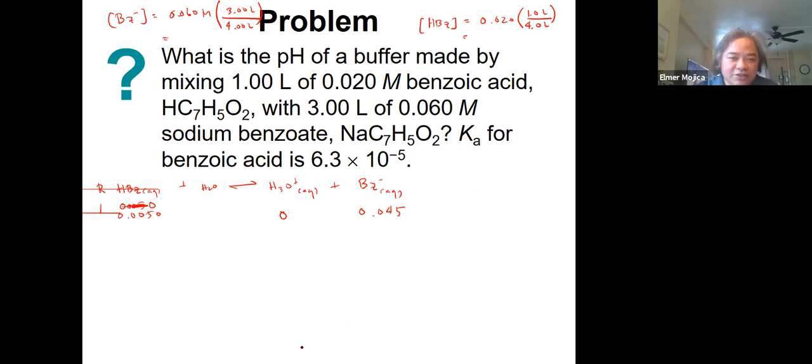So the common ion, you already see there that initially, it's not only the starting material. You already have one of the products in the starting concentration because you get it from another source. So what are the changes that we have? So this is minus x, this is plus x, this is plus x.